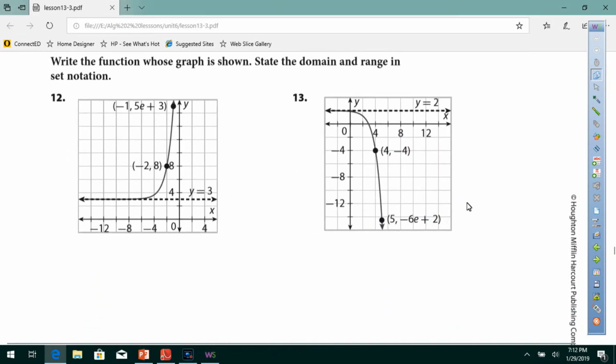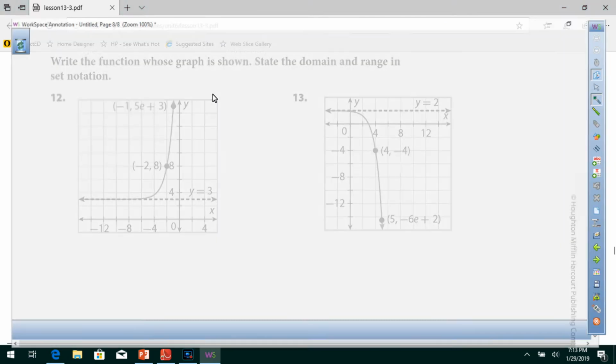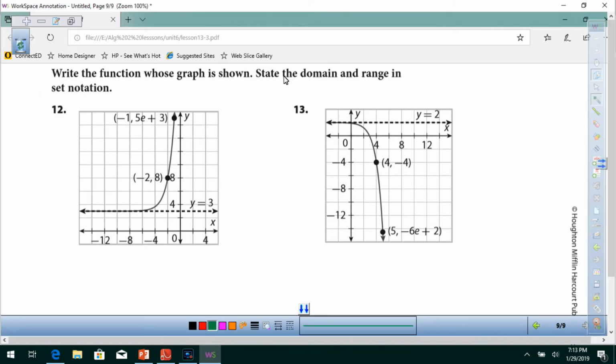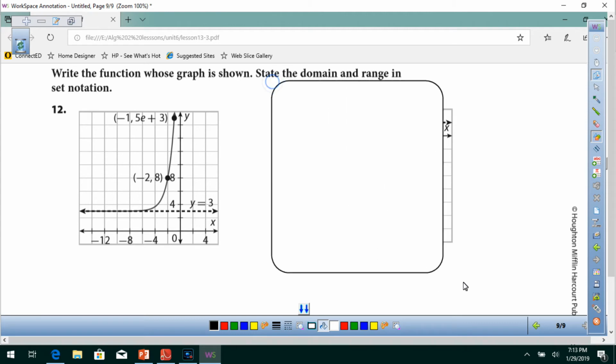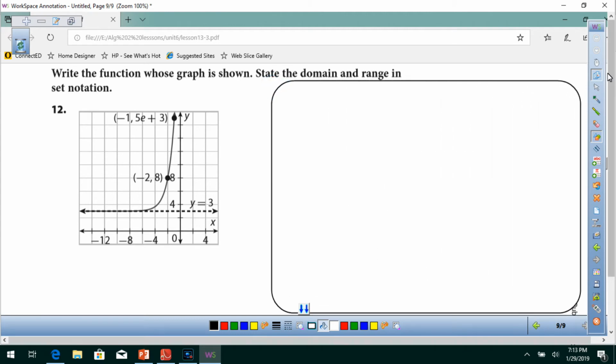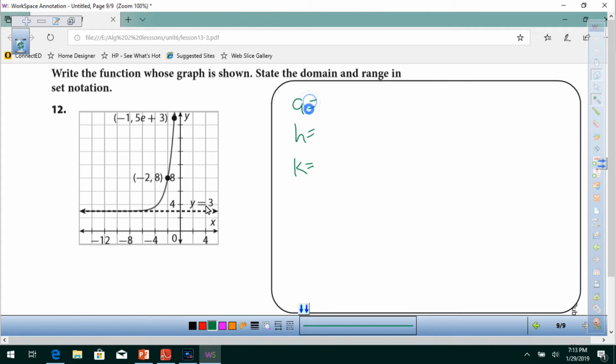12, oh, yeah, now it's fun. Write the function whose graph is shown. State the domain and range in set notation. Okay, so how are we going to do this? Well, we're just going to reverse what we've been doing. All right, so let's take a look here. We need to know what A is, what H is, and what K is. Just looking at the graph, I see y equals 3 here. That's my horizontal asymptote. So my K is 3.